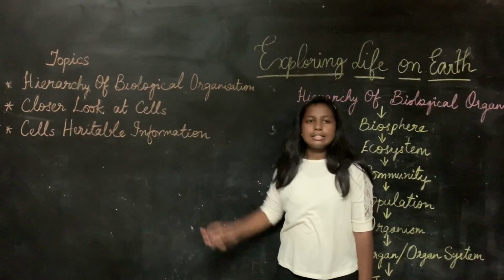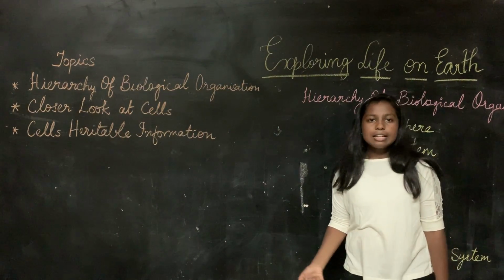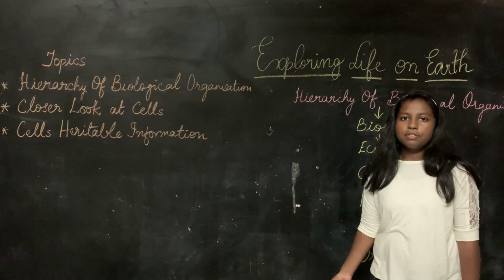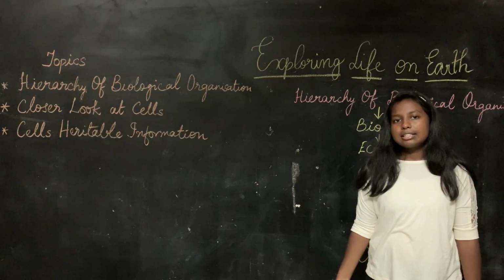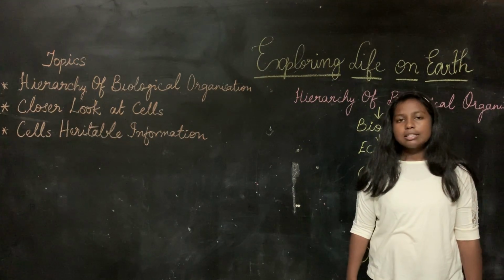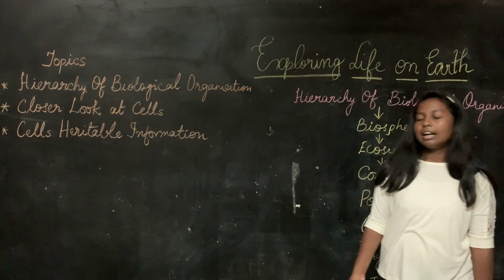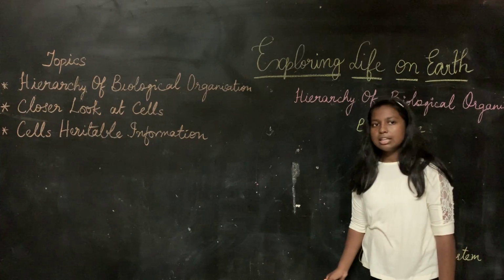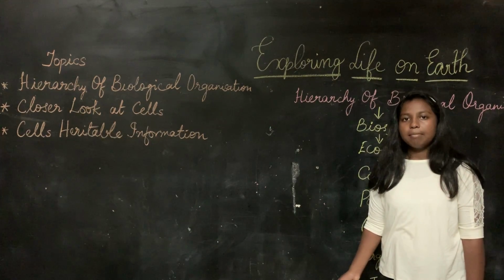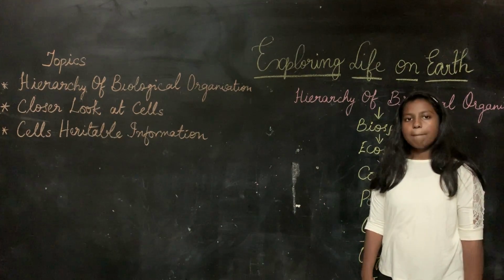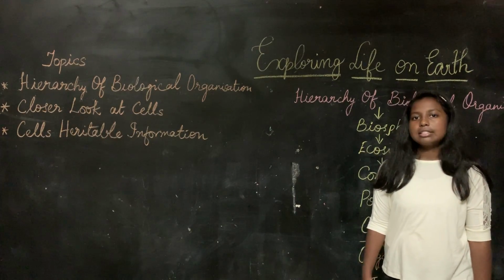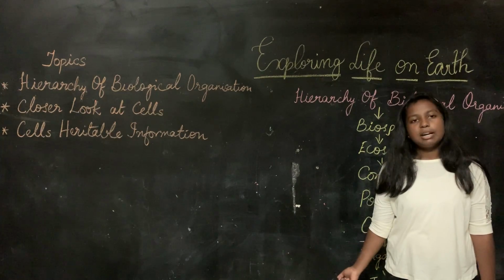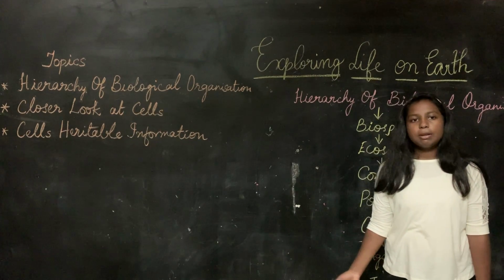Then we go to a closer look at cells. A cell is the structural and functional unit of any living being. All the living things in the atmosphere are made up of cells. An organism may be unicellular, which means it contains only one cell, or it may be multicellular, which consists of trillions of cells. An example of a unicellular organism is bacteria, and an example of a multicellular organism is human beings, as the human body is made up of trillions and millions of cells.